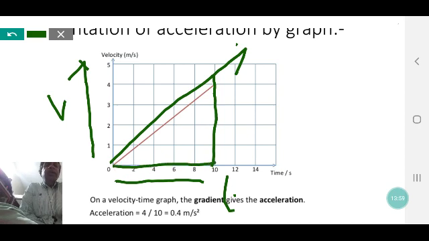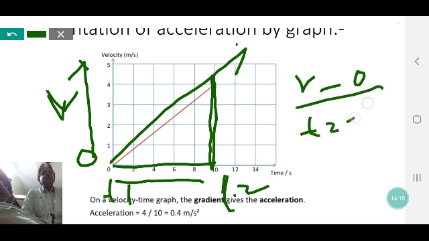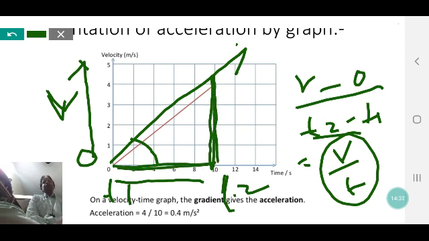Suppose that it is the change in velocity. If the velocity changes from v0 to v, then the change in velocity is equal to v minus 0. And the time goes from t1 to t2, so t2 minus t1 is equal to t. So the slope is v by t. Here we get the change of velocity, and the slope of the graph gives the acceleration. That is given here.